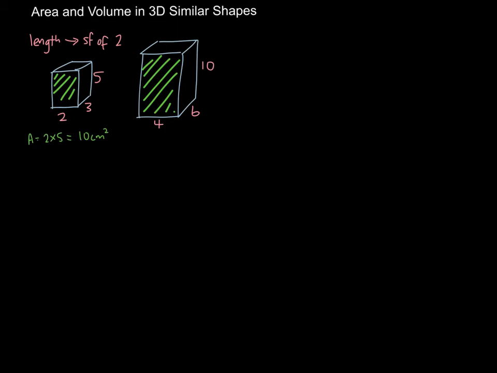And the area of the front face, that rectangle, of the bigger cuboid is obviously going to be 4 times 10, which gives me 40. Just multiply those two lengths together to get that calculation. So you can see straight away that the scale factor is not 2 like it was for the length. So if I compare those two areas, I want to find the scale factor between them.